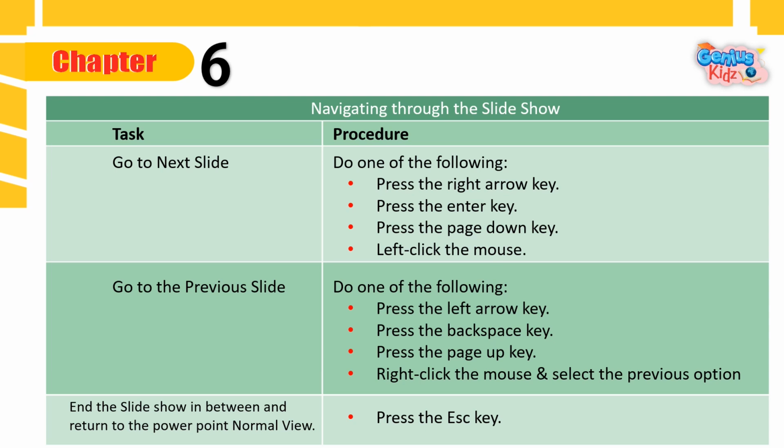Go to the previous slide. Do one of the following. Press the left arrow key. Press the backspace key. Press the page up key. Right-click the mouse and select the previous option. End the slideshow in between and return to the PowerPoint normal view. Press the Escape key.